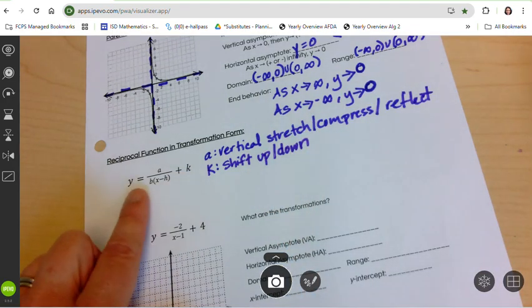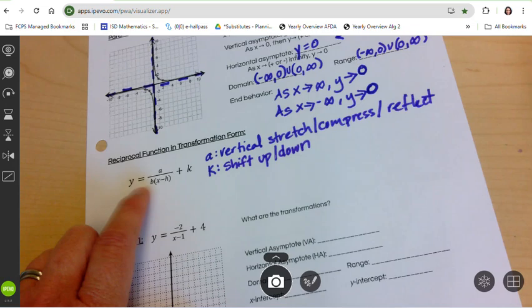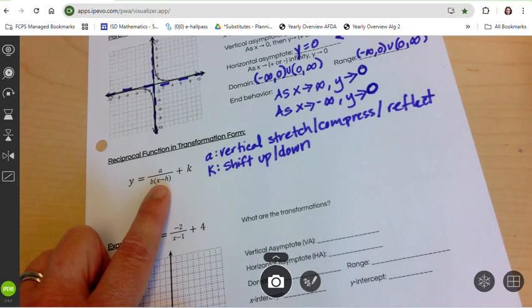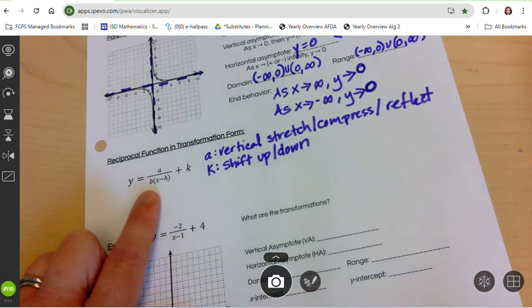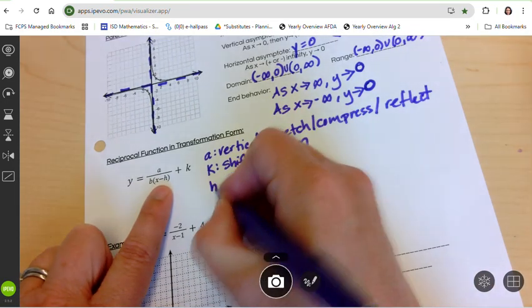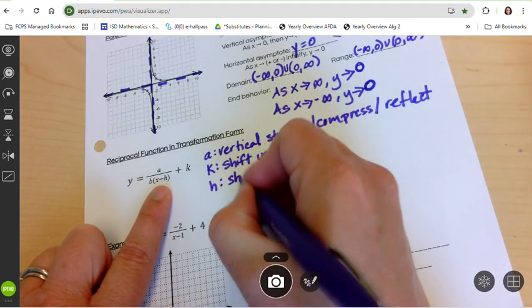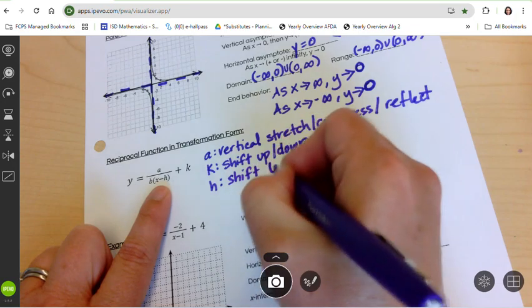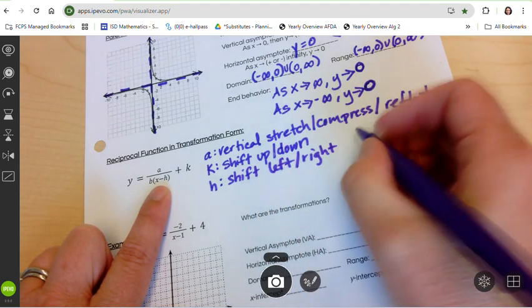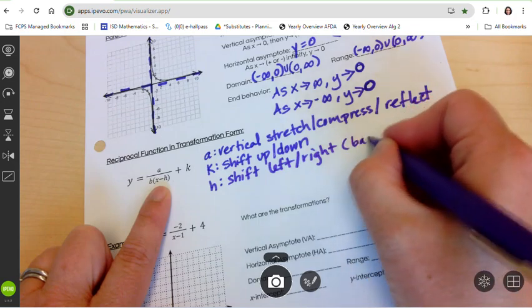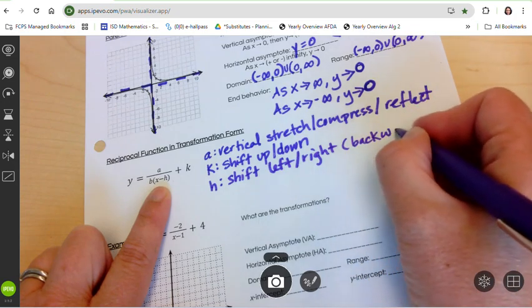Now the things that are with the X, those are things that happen to the X, so they happen horizontally. And just like the X minus H actually moves you to the right, the B value here is also going to work inversely. We'll talk about that in a second. Let's do the H first, because we know the H is going to shift you left and right. And remember, it's backwards from what you think, so if it's a plus, it's actually left.